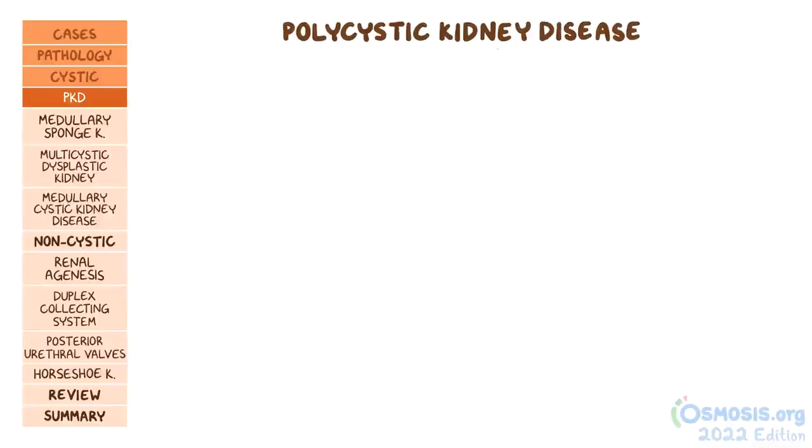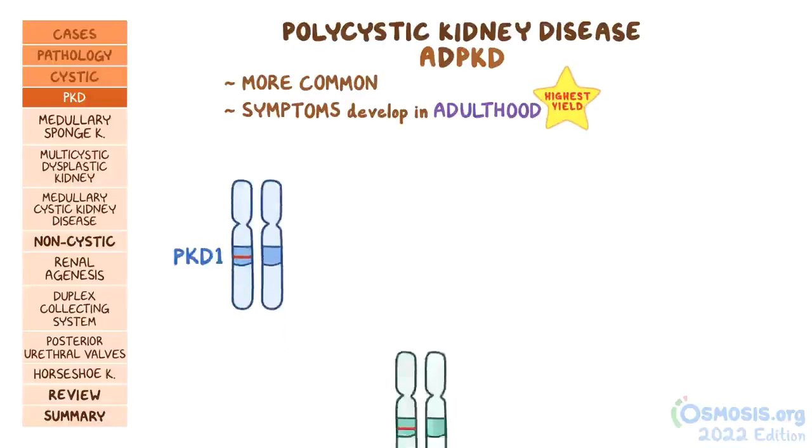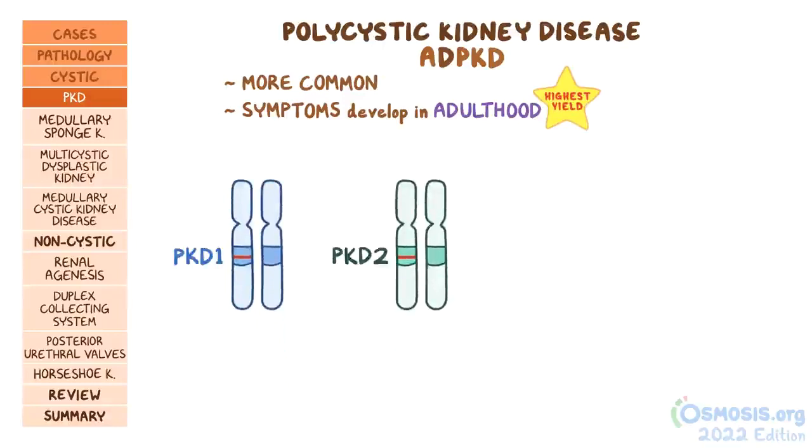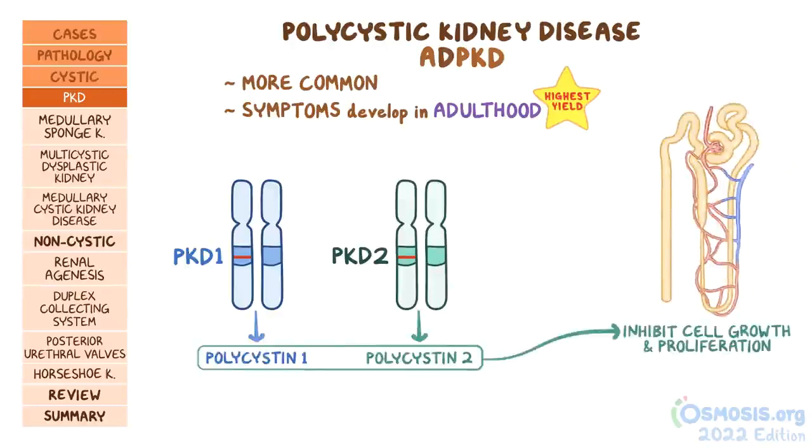Autosomal dominant polycystic kidney disease, or ADPKD, is more common and the symptoms usually develop in adulthood. ADPKD is an inherited genetic disorder mostly caused by mutations in the PKD1 gene, but mutations can also happen in the PKD2 gene. Now, PKD1 and PKD2 code for polycystin 1 and polycystin 2 proteins, respectively. In the nephron, polycystin 1 and 2 inhibit cell growth and proliferation through signaling pathways that aren't well understood.